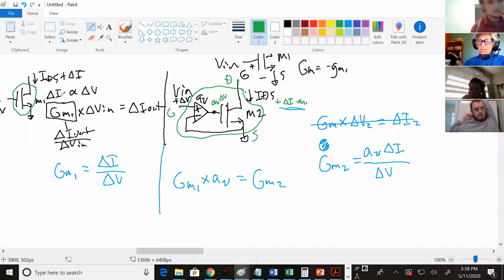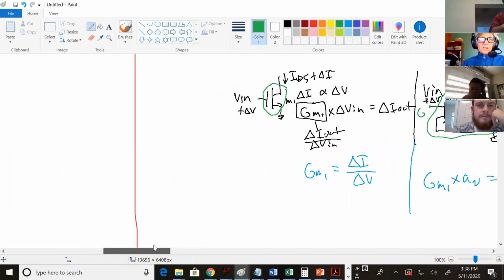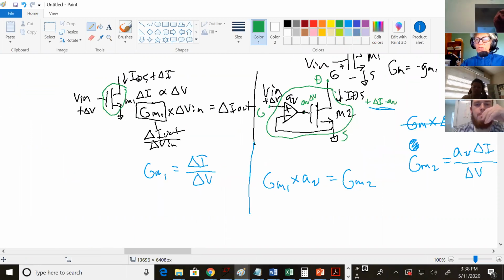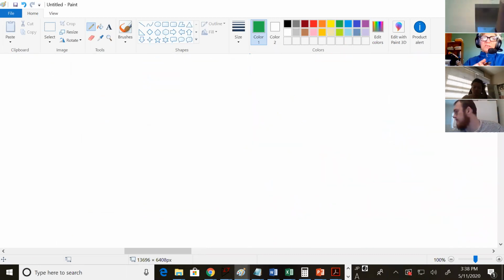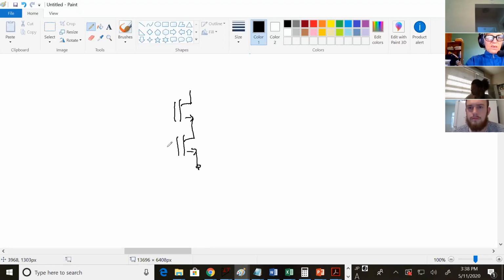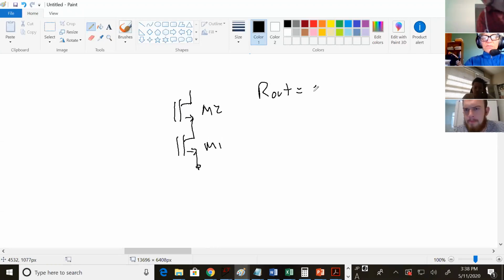Okay, so now the whole idea of this was we're trying to figure out how to gain boost a cascoded transistor. So let's draw in the cascoded transistor again. This is M1, M2. And you remember for this, you know that R out equals GM2 RO1 RO2.